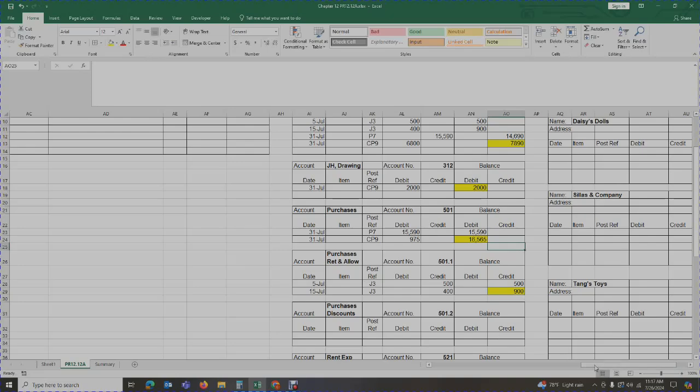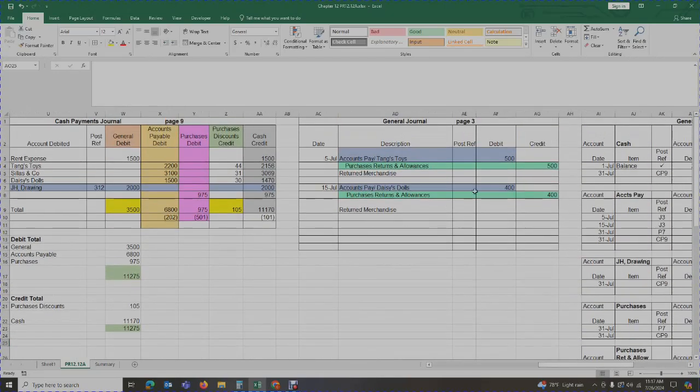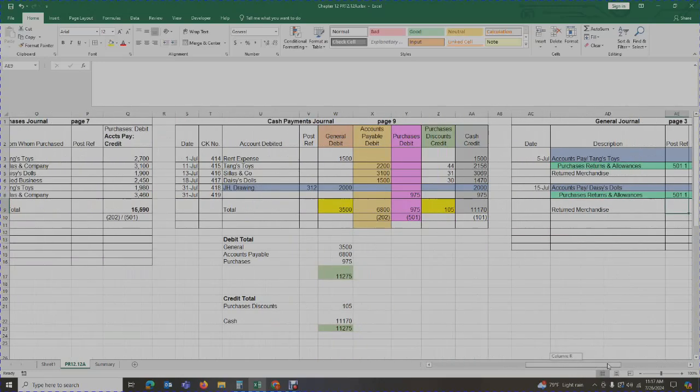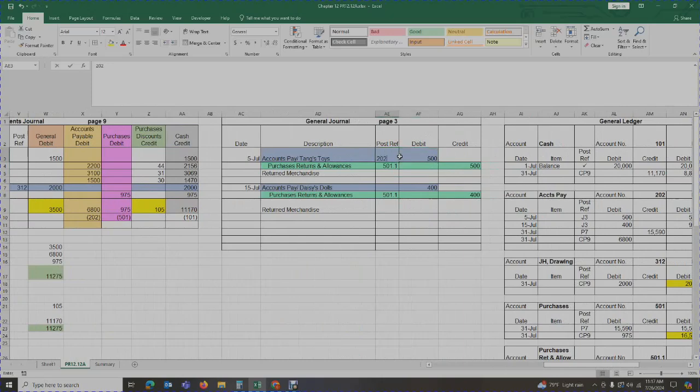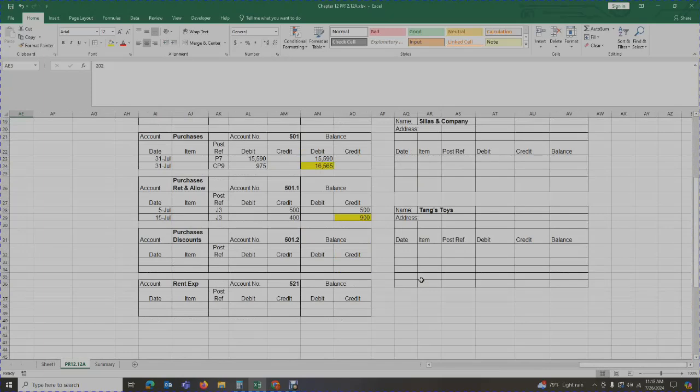So now these are my purchases, returns, and allowances, and my account number is 501.1. Okay. So I'm going to go over here, and I am going to do 501.1, and I forgot to enter the account number for the other ones. Let us not forget, for my accounts payable is account number 202. Right here should be 202. Remember, your post reference should always be filled in for all of your accounts. Okay, where did you post them? That tells you the ledger number where you posted them to. Okay, so we did the purchase returns and allowances.